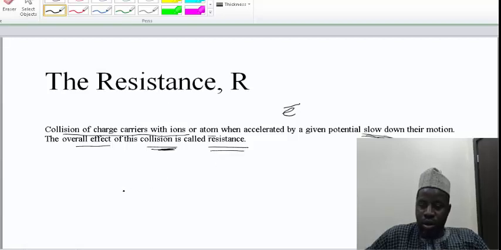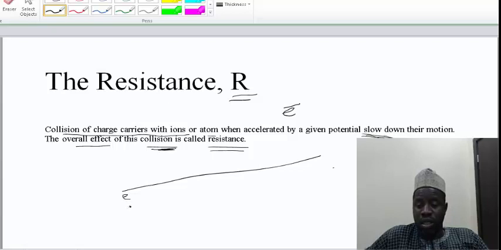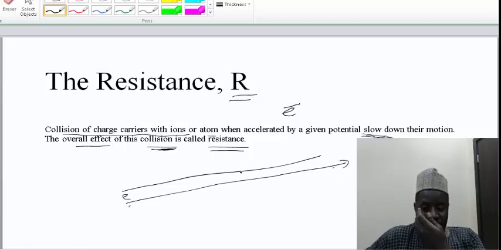So virtually all conductors have some resistance, and this resistance will depend on the conductor. If a conductor has a very, very large resistance, such that charge carriers cannot move from one end to another, we can say that it is a bad conductor, or we can even say it is an insulator. But a conductor which facilitates the flow of current from one terminal to another will be a good conductor, and therefore the value of its resistance will be small.